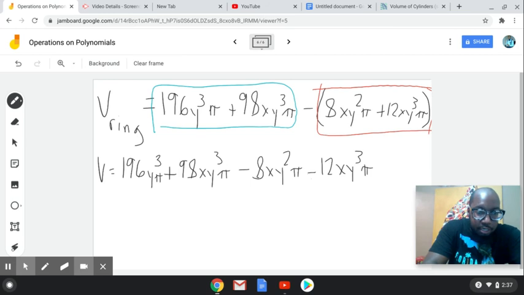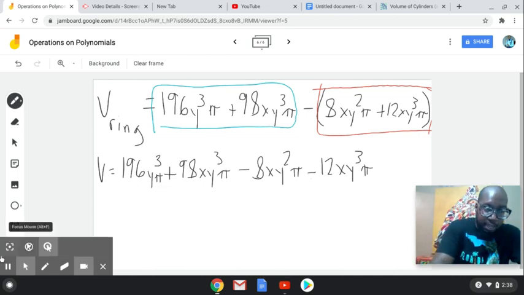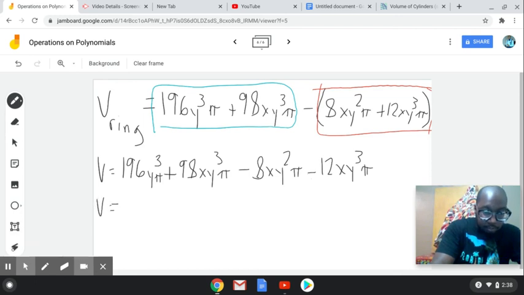Well, my first term here, okay, I have 196 y to the third power pi. I look over here, I have a y to the third, but this is attached to the x, and I have a y to the third here, and this is attached to the x. So this is my only one with just a y to the third. So I'm going to write that in my final expression, okay? So 196 y to the third pi.